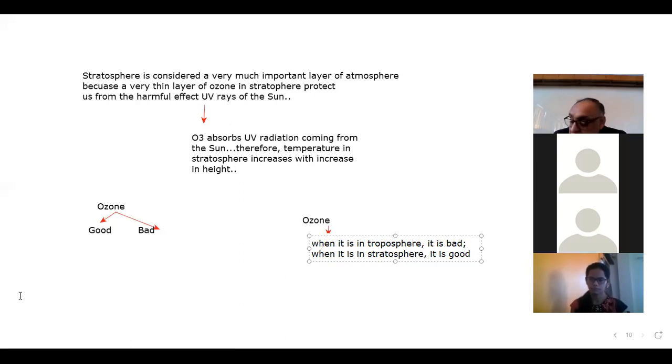One thing is that ozone does not exist naturally. Ozone is formed by some chemical reactions in the atmosphere, and those chemical reactions may be natural, or they may be anthropogenically stimulated or caused.